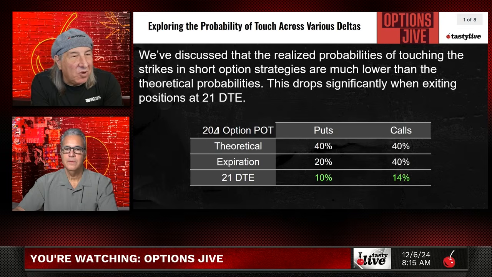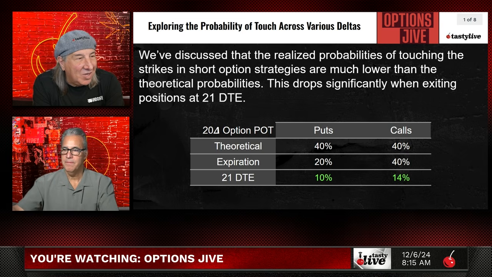We're calling this one exploring the probability of touch across various deltas. And just remember what probability of a touch is. It's the chance that between now and whenever expiration is, the option that you are trading touches the strike price. And the back of the envelope way to look at this is it's 2 times the delta.